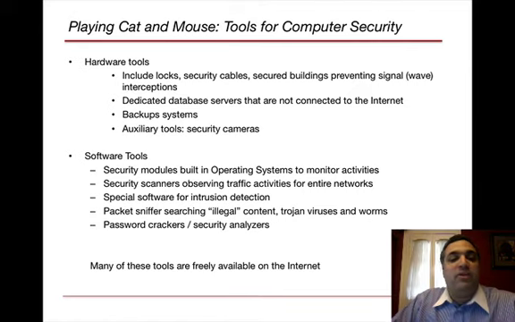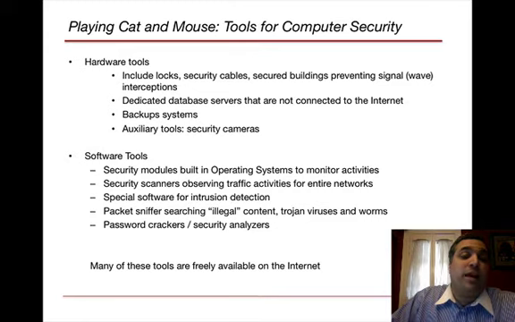Software tools, security modules built into operating systems. Monitoring is the key thing. One of the ways you can find attackers is by monitoring abnormal activity. Are there a large number of requests? Are there requests going to an area of the environment that shouldn't be? So monitoring is a key thing. Security scanners observe traffic activities for entire networks. Do we see an abnormal amount of activity? Do we see abnormal attacks, or abnormal activity on a particular system?